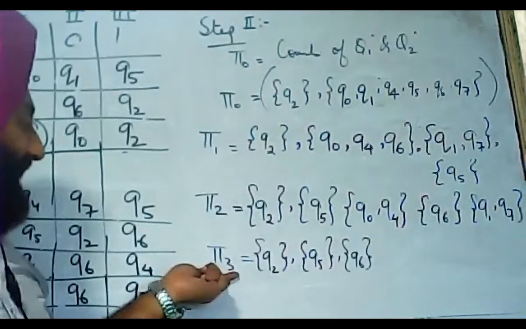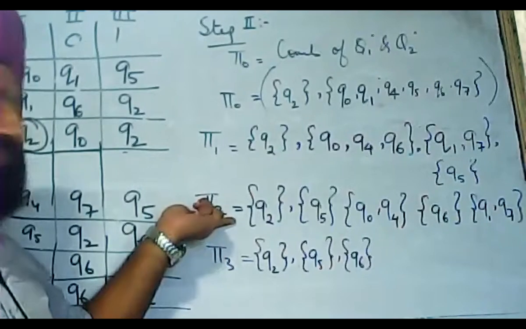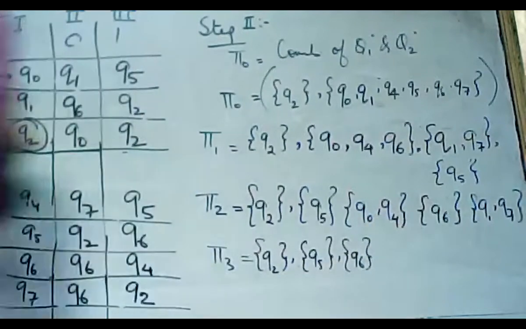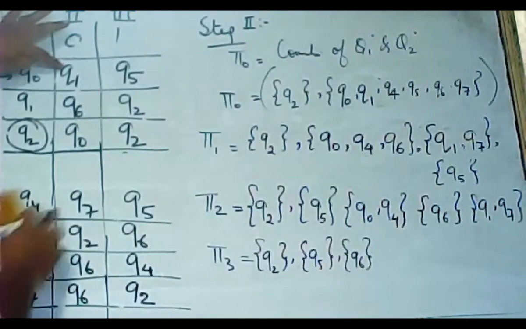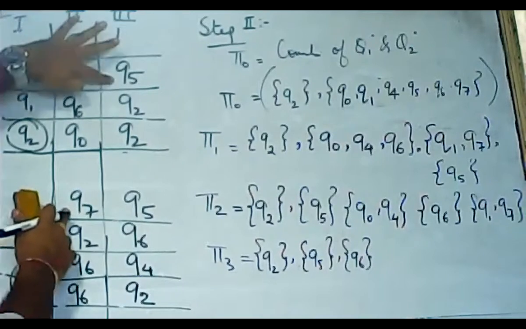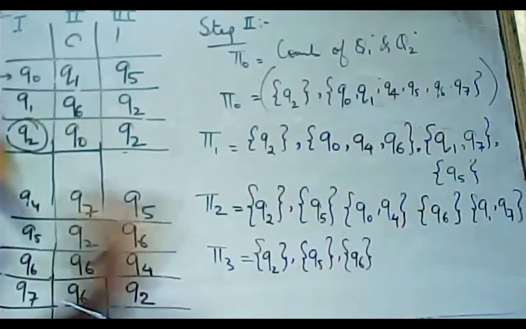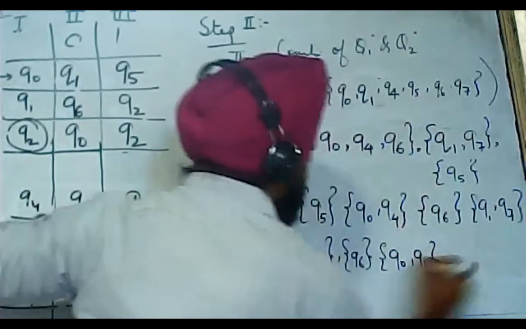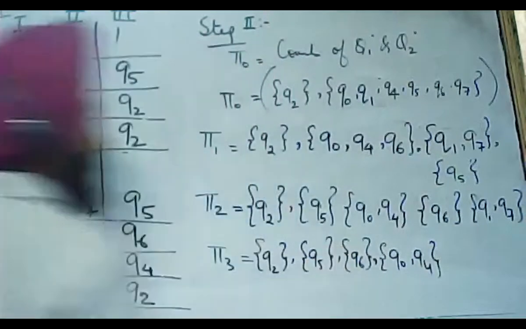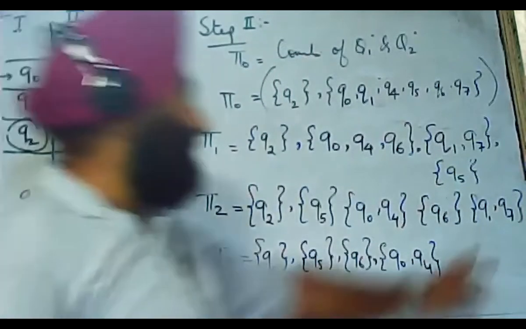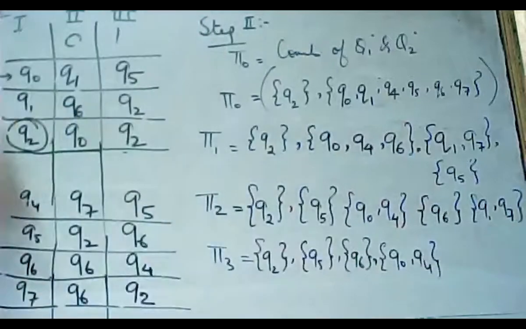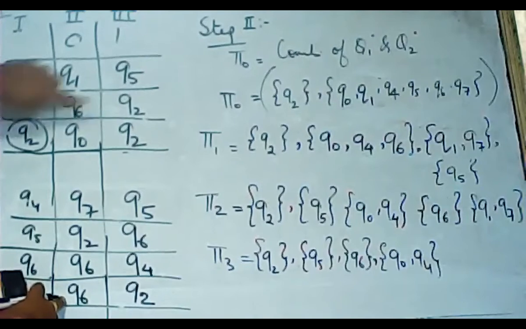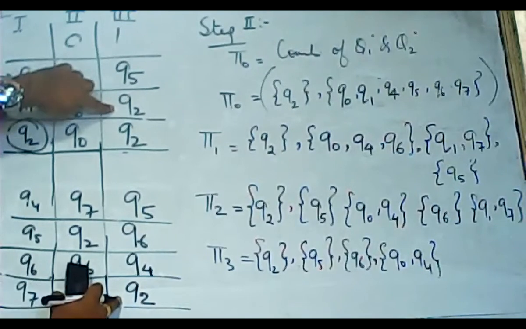While constructing pi3, you have to check the comparisons in pi2. Right? So Q0, Q4's first value is 1, 7. So same set. 5 and 5, same set. So no contradiction is there. It means you can write Q0, Q4. Right? So next, last comparison is between Q1, Q7. So Q1, 6, again 6, same value, no contradiction. 2, 2, same value, no contradiction.